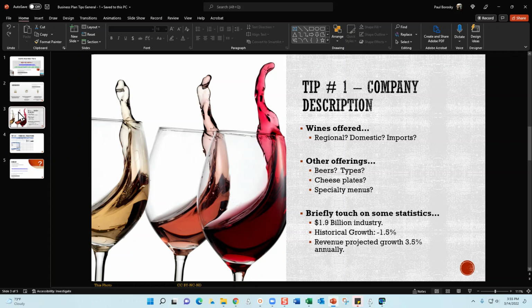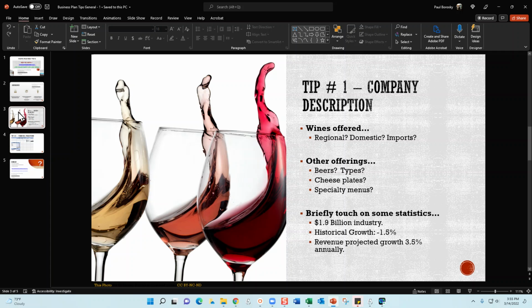But when you're talking about your wine selection, don't go so overboard that we're talking about the regions and the historical aspects of how the wines have come to pass and how they've grown and changed over the days and weeks and months and years. You don't want to inundate the business plan with information about the wines. You want to keep it short, sweet, and to the point.